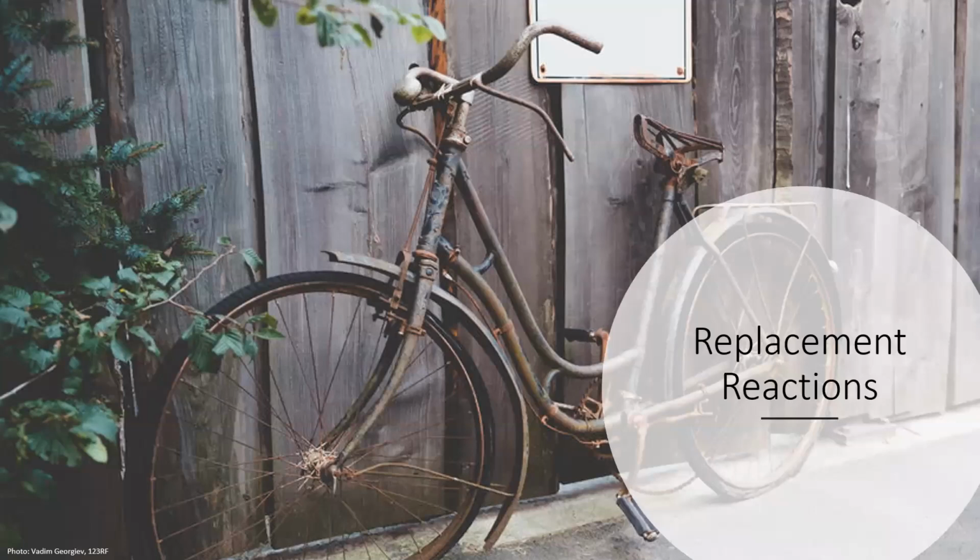A rusty old bicycle, some wood, a wood fence, leaves on this tree. Well, to the untrained eye, yes, that's an old bicycle and a wood fence and some leaves. But to you as chemistry students, you're looking for change.